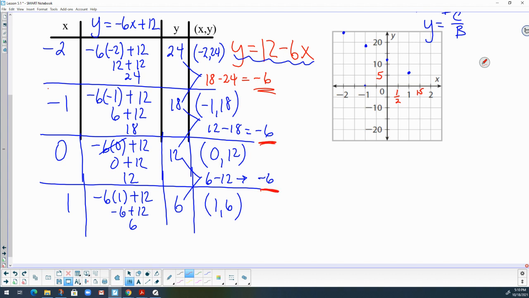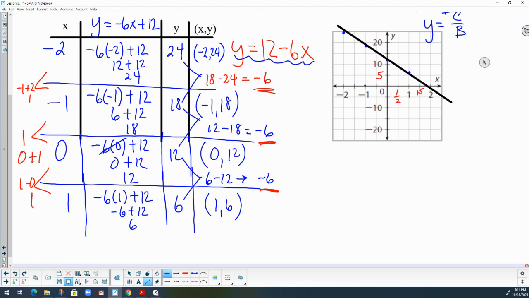So this side is changing by negative 1 minus negative 2. So this is changing by 1. Here's 0 minus negative 1, so this is changing by 1. And 1 minus 0, so this is changing by 1. So the x values have a constant change of 1, and my y values have a constant change of a negative 6, making this a negative slope. So if I look up here, I can see that I have a negative slope. And this is what the line would look like.